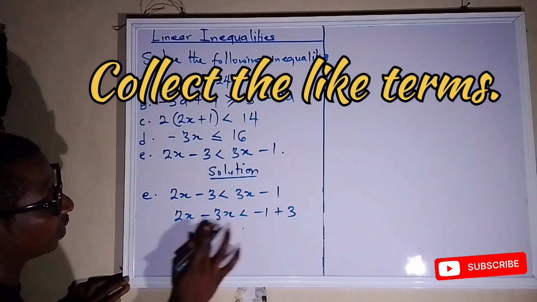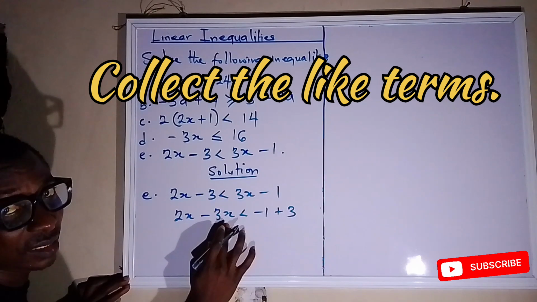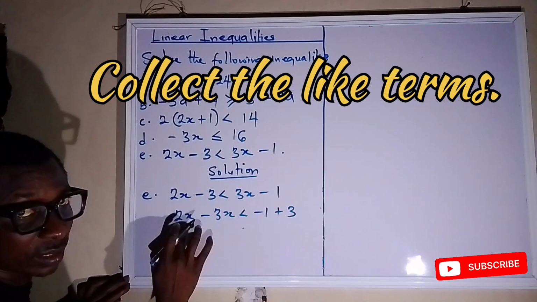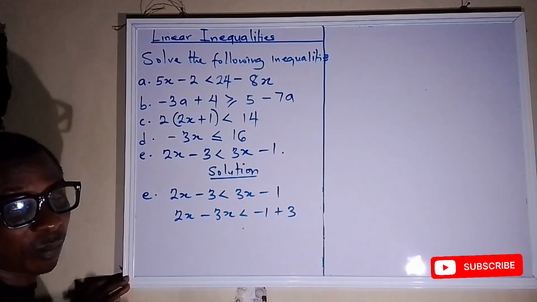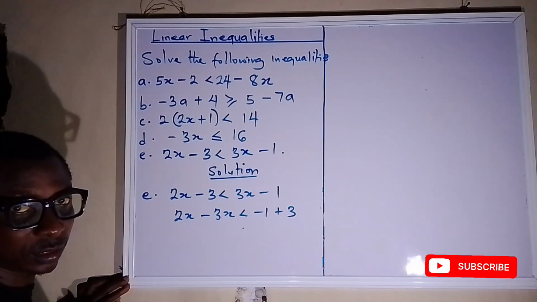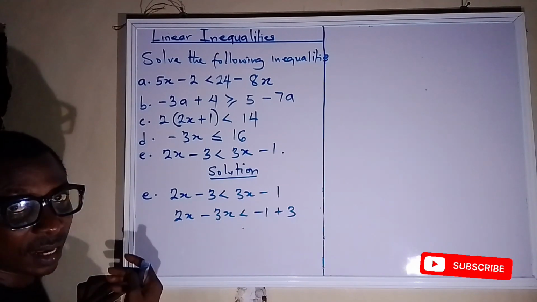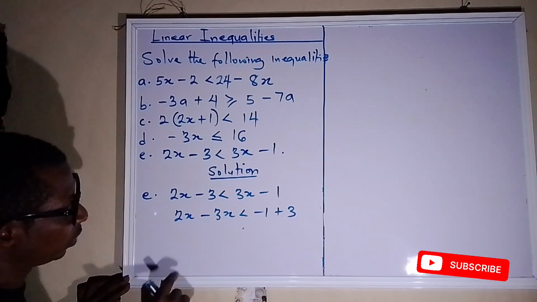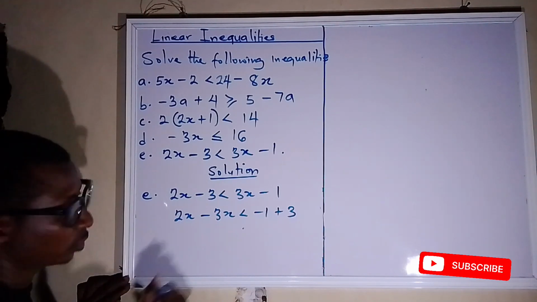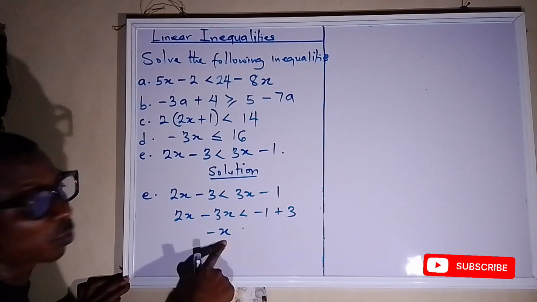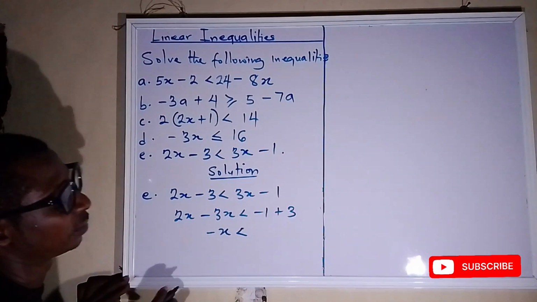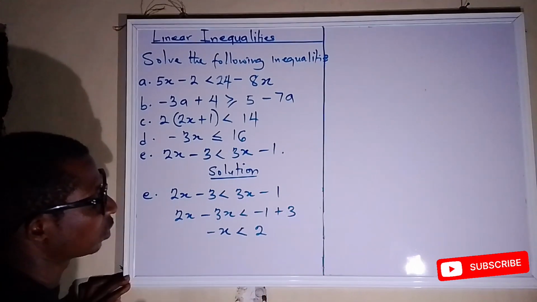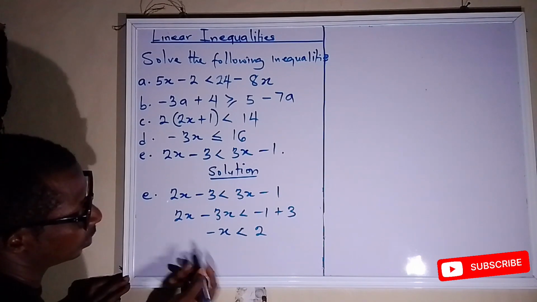Alright, so now look at this. You have a debt of 3x and you have 2x. Now when you pay with 2x, you will be left with minus x. It's just like you are owing somebody 3 naira and you have 2 naira with you. By the time you pay the 2 naira, you'll be left with a debt of 1 naira. So that is minus x, minus 1x less than 2 minus 1 plus 3. So now you can see we can't stop here.